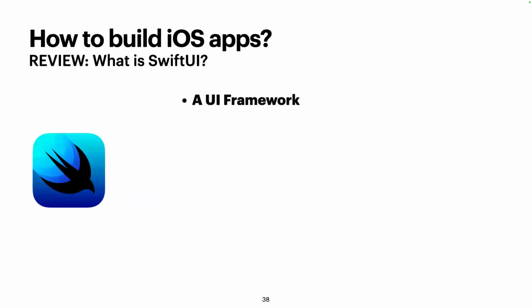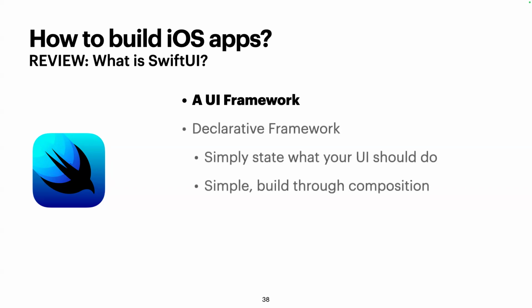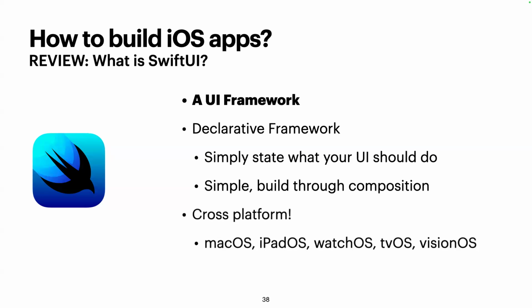So this is SwiftUI. So how do we build iOS apps? Again, we have Xcode, which is the IDE that we code in. We have Swift, which is a programming language, which basically describes the logic and how we can represent and create data to use. SwiftUI is a UI framework, and it's declarative. And what that means is that we simply state what your UI should do. And to create more complex UI, we can use something called composition, where we use smaller pieces of UI and combine them together to create more complex views. And what's really cool about SwiftUI is that it's cross-platform. So you can have a single code base that targets all of these 5 Apple platforms.